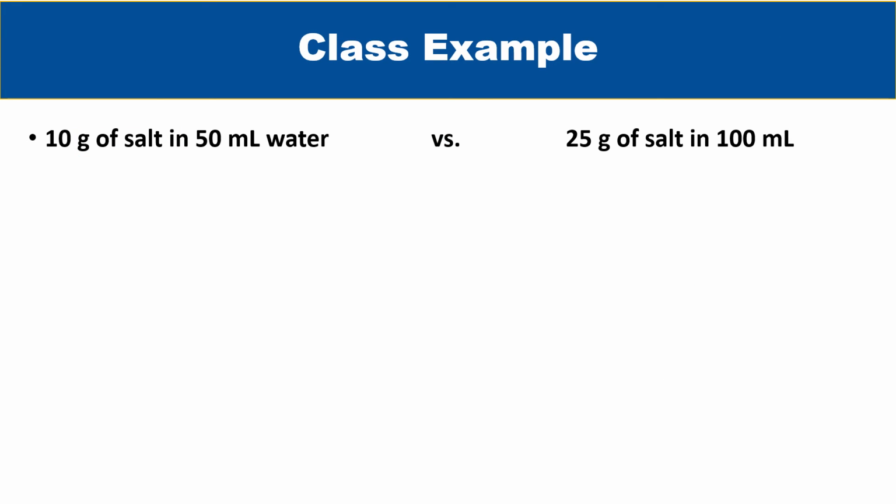So let's do a quick example. Now we have 10 grams of salt in 50 ml of water, and knowing the fact that salt really doesn't change the volume, you can assume in this case 50 ml is the volume of the solution. The next one is 25 grams of salt in 100 ml. Which one is more concentrated, which one is less concentrated? We can find it out. So let's do a calculation.